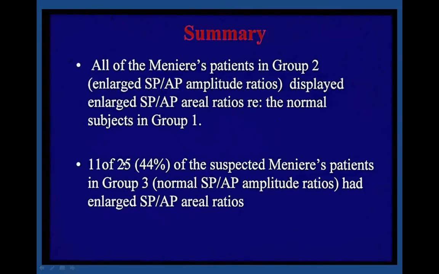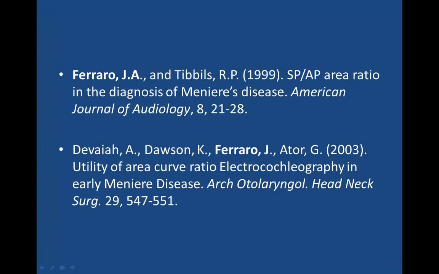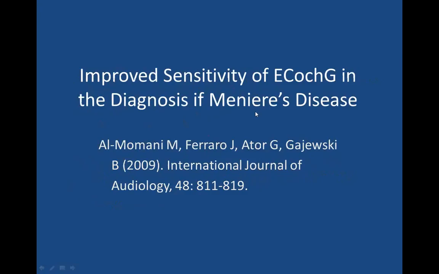But interestingly enough, almost half of the patients that were suspected of Meniere's disease that had normal amplitude ratios had abnormal area ratios. We've published that a couple of times. This is Anand DeBio, a resident who was working with me at the time, former student, etc. This is the original study we presented on that.